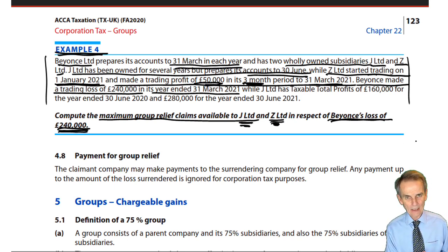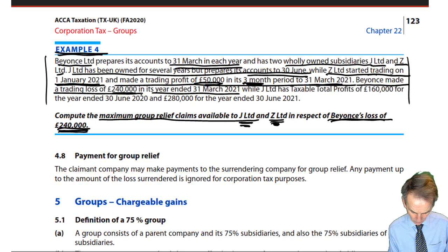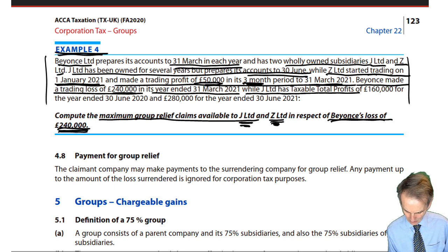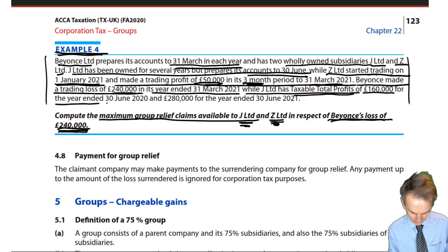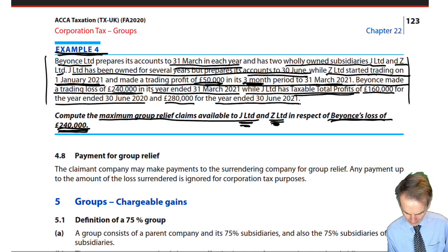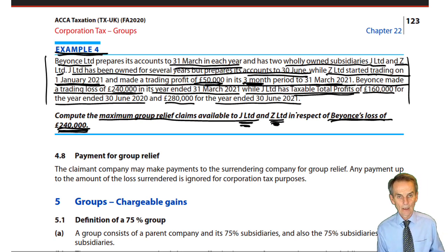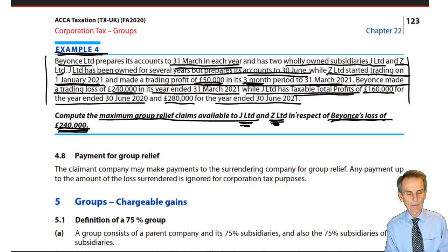What can you match with what? Where's the corresponding period? As we know, Beyoncé had the trading loss of 240 for its year ended March 21, while J Limited was also a profit maker, a claimant company, had TTPs of 160 for the year ended 30th of June 20 and 280 for the year ended 30th of June 21. How much of those profit-making periods corresponds with the loss-making period of Beyoncé?